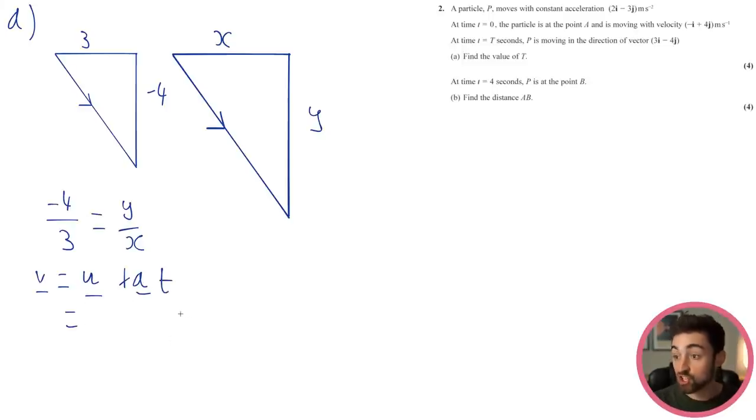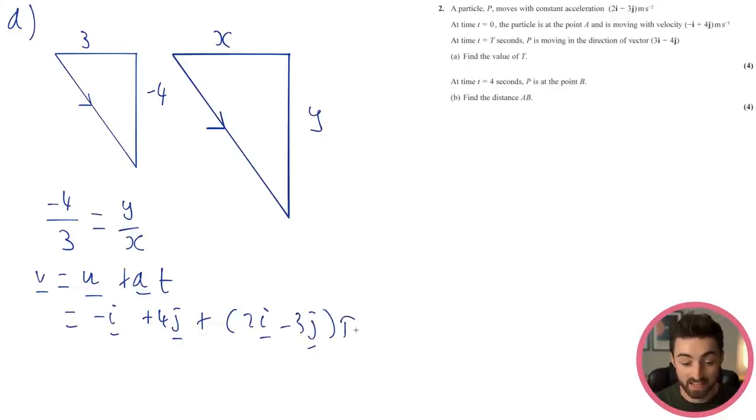So what we're going to get, u is going to equal minus i plus 4j. a is going to equal 2i minus 3j. And then t is this big T, isn't it? I always like to group my i's, group my j's. So in terms of i, what do we have? We're going to get this 2T here, and then minus 1 here, and all of that's times i. J's, we have a 4 here.